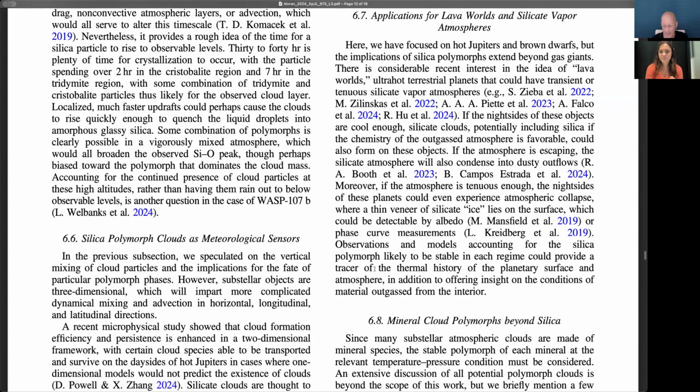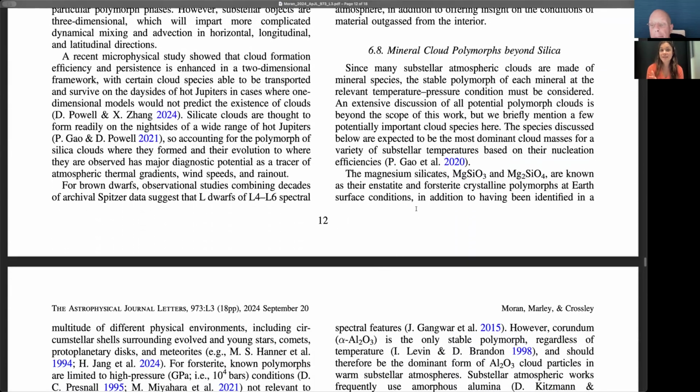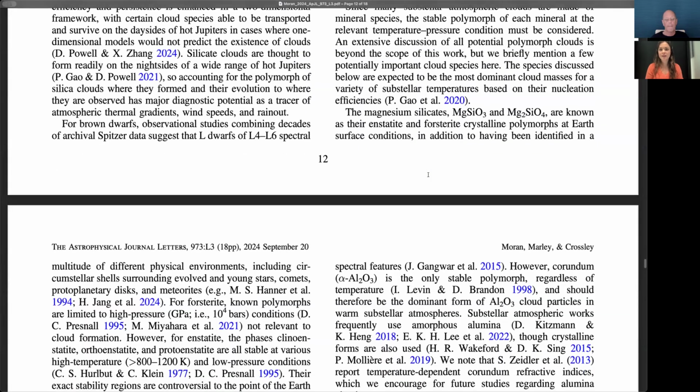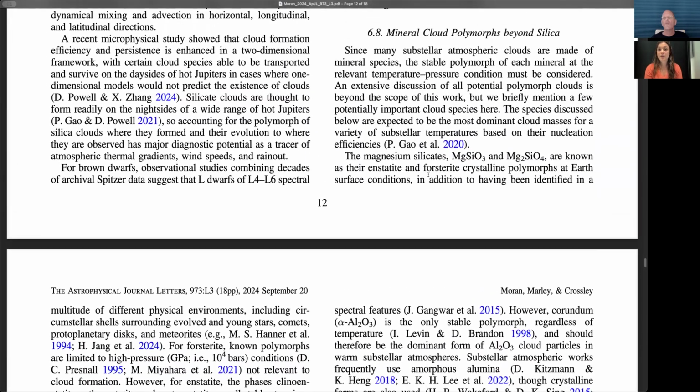Okay, cool. And then the last thing to realize is that I have focused entirely on SiO2 throughout this. But almost all minerals have polymorphs. And so anytime you're talking about a mineral cloud, you probably should also be considering whether or not there are polymorphs and what they do to the atmosphere. So I touched on a couple here that I think would be most important.